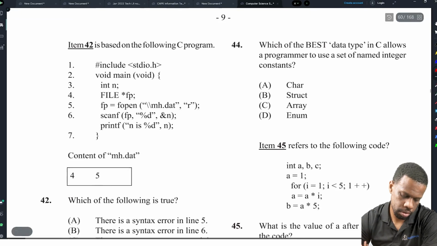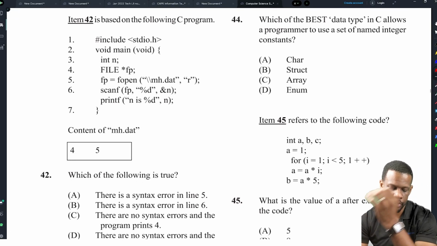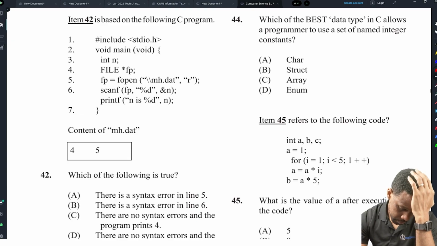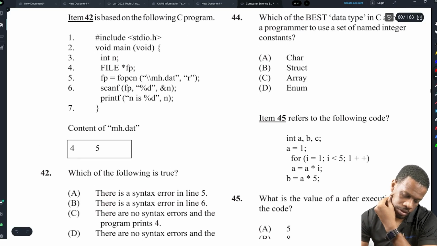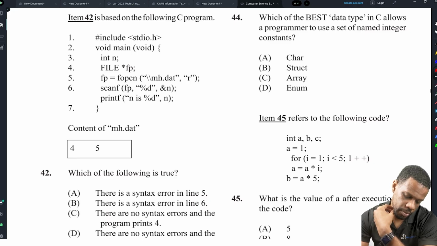42. Based on the following C program, which of the following is true? The program opens a file pointer for the file in read mode, then fscanf reads into n from the file pointer with %d, and printf prints n is %d.